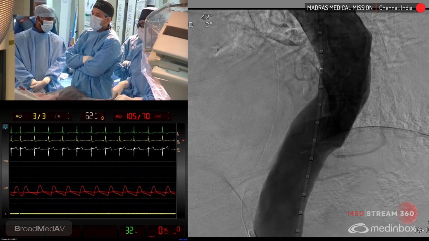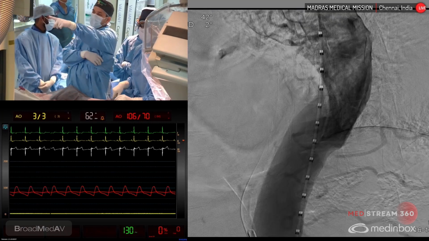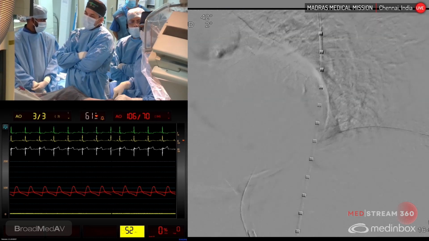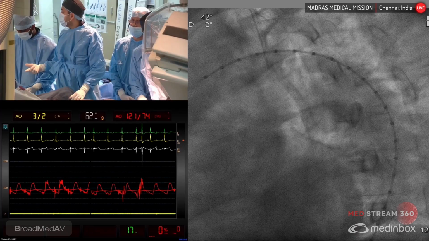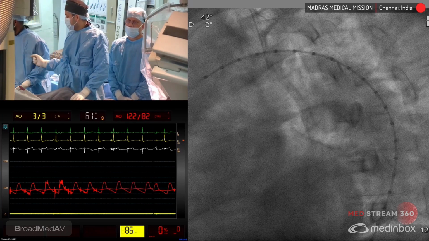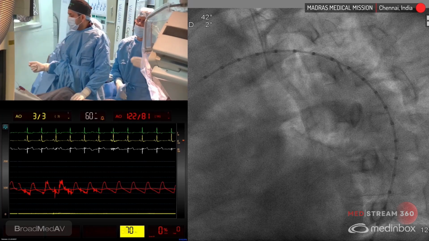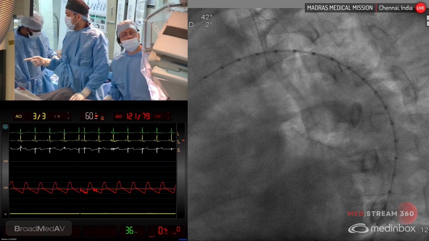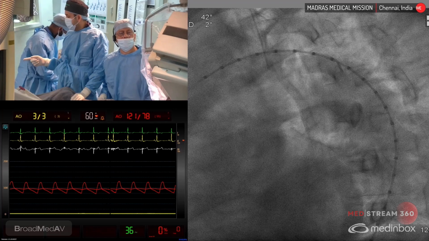Start ventilator. So the distal landing zone seems to be healthy. Now we have to take a call on what size device we are going to deploy. We have good proximal neck and distal neck. We are 60 millimeters away from the subclavian artery.